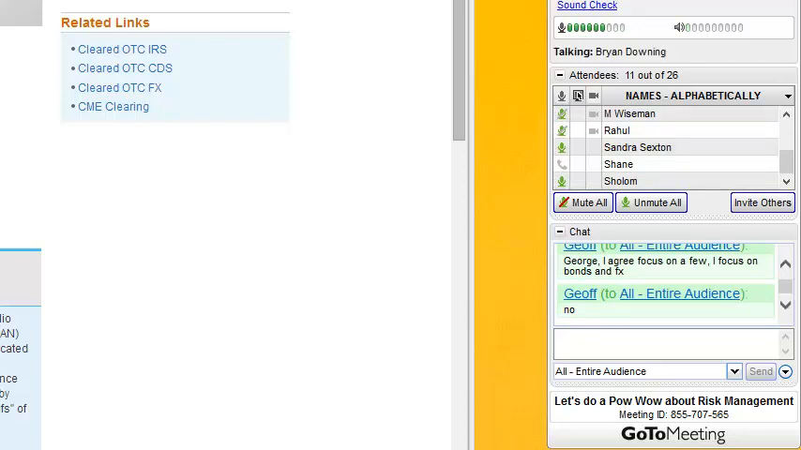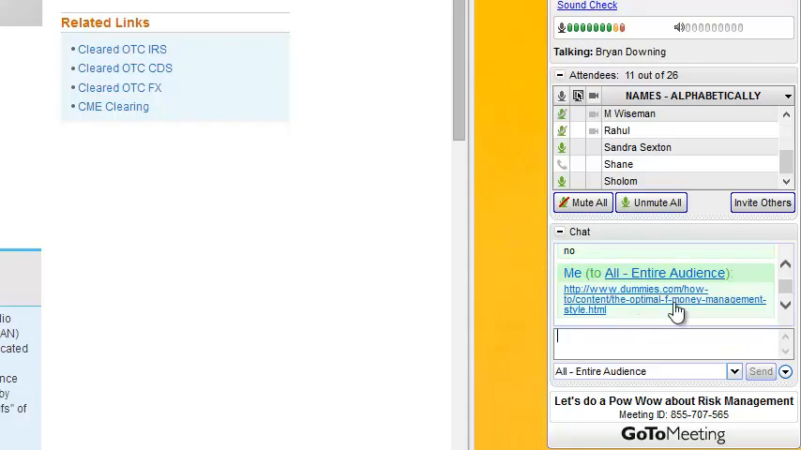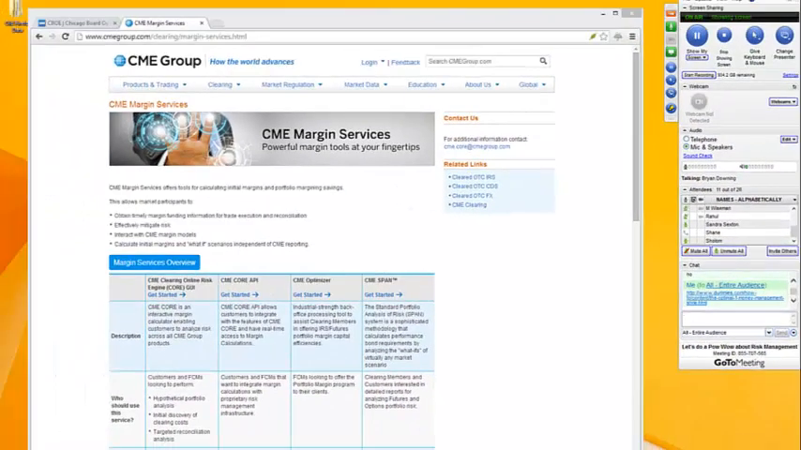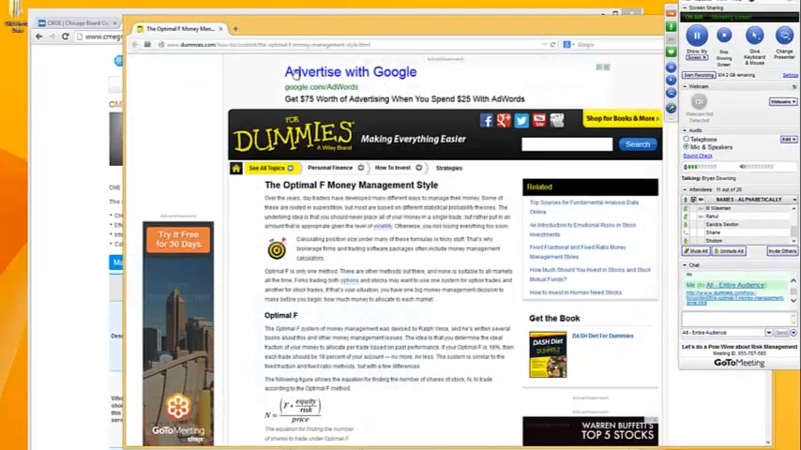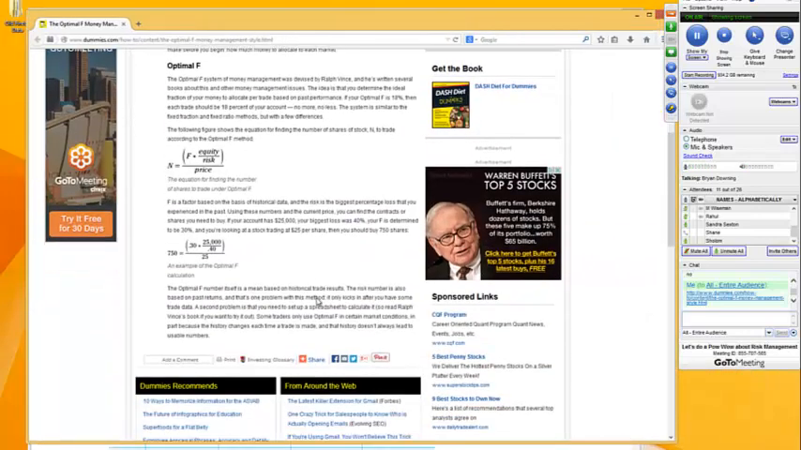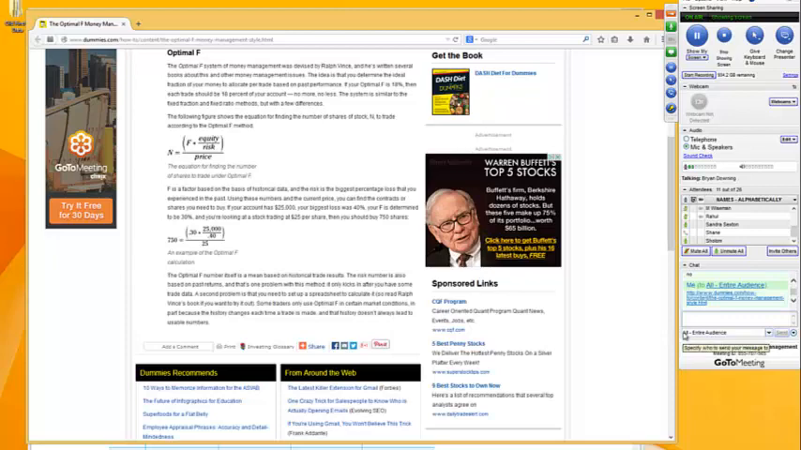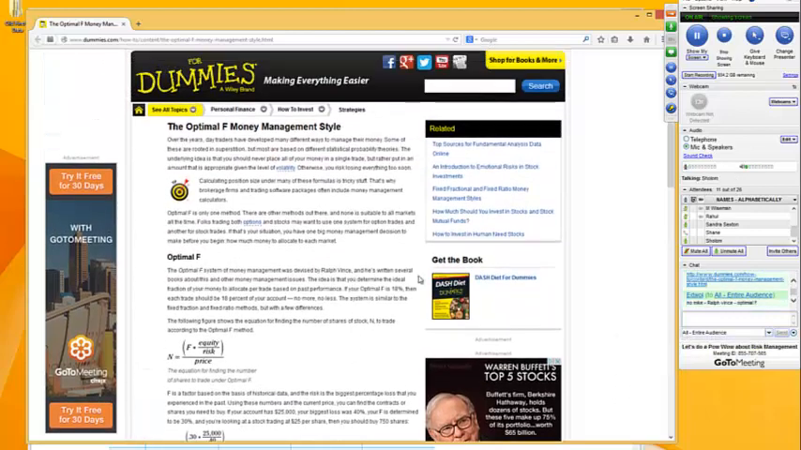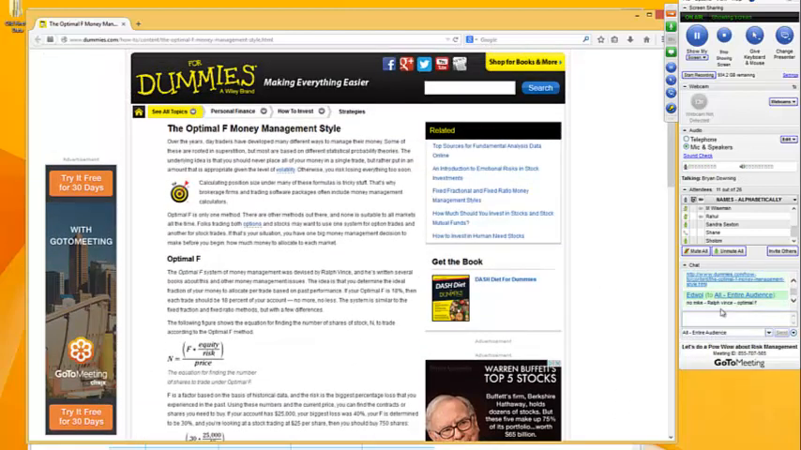I'm just looking it up on Google right now. Optimal F. So there's a book here. I've never heard of this. There's this book here called Optimal F for Dummies. I have no idea. Anybody ever seen this? I'm seeing it now. Yeah, I've never seen this before.